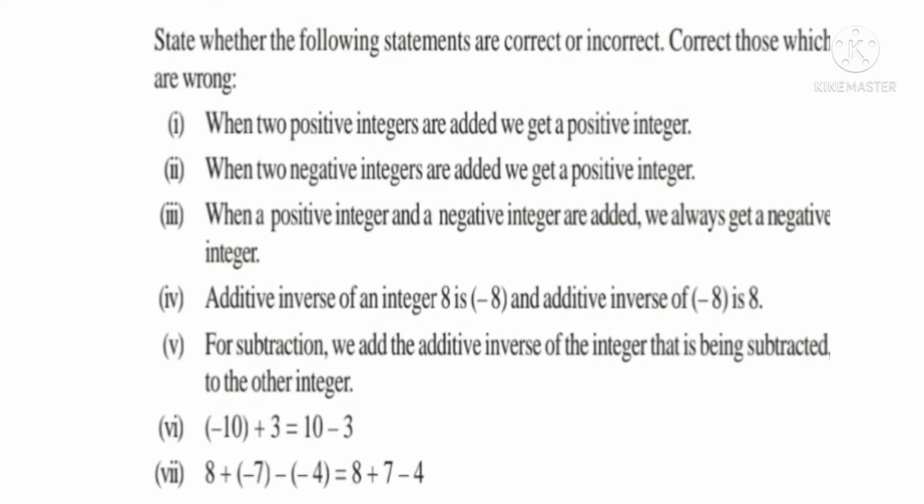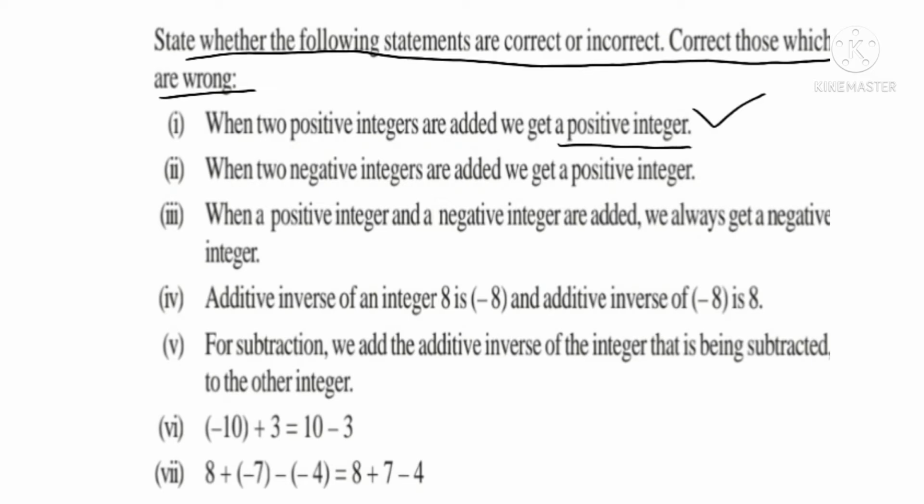So now let's check whether we understand this or not. State whether the following statements are correct or incorrect. Correct those which are wrong. When two positive integers are added, we get a positive integer. Is it true? Yes, it is true.